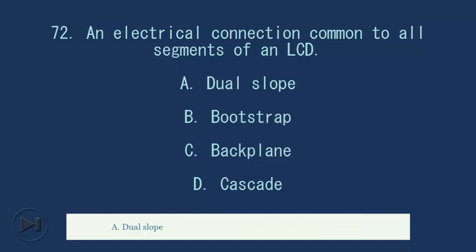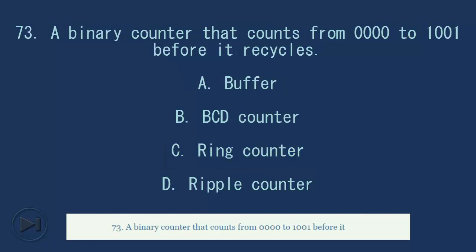72. An electrical connection common to all segments of an LCD. A. Dual slope. B. Bootstrap. C. Backplane. D. Cascade. Answer, C. Backplane.